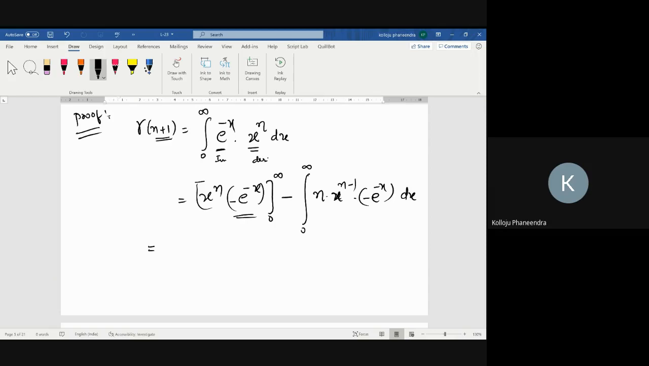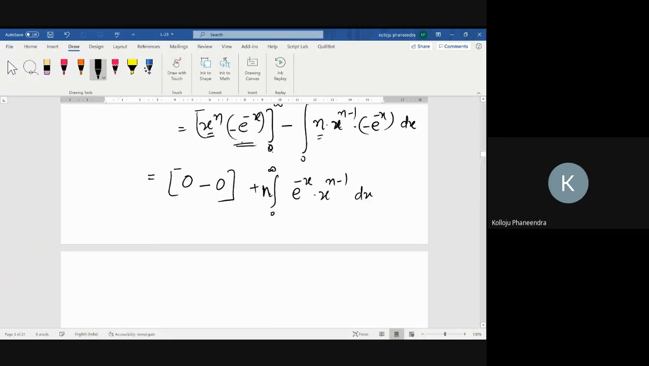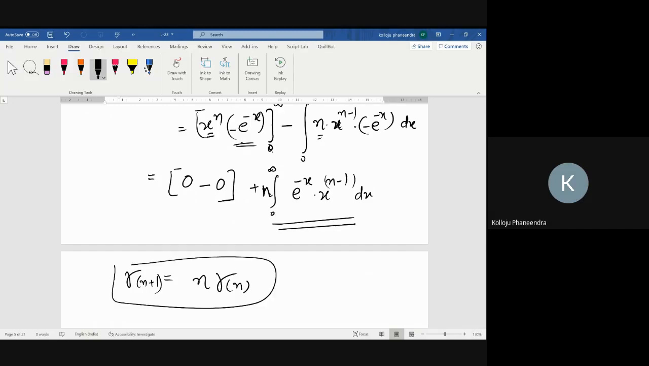Now let me apply the limits. For the upper limit, e power minus infinity is zero, and at the lower limit, x power n is zero times something, which is zero. So the first term is zero, and minus into minus gives plus, 0 to infinity, e to the power of minus x into x power n minus 1, dx, with this n written outside. What is this part? It is the gamma function, n into gamma of n. So gamma of n plus 1 is equal to n into gamma n.